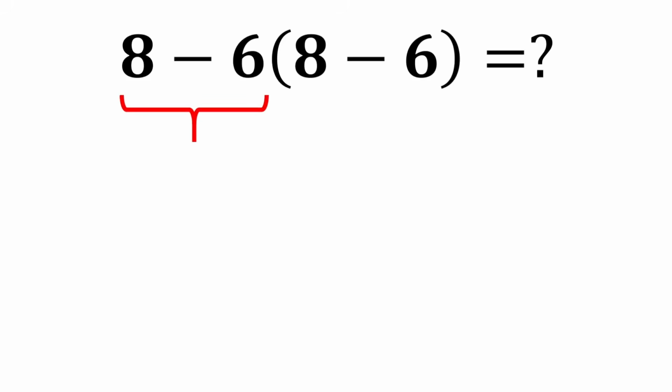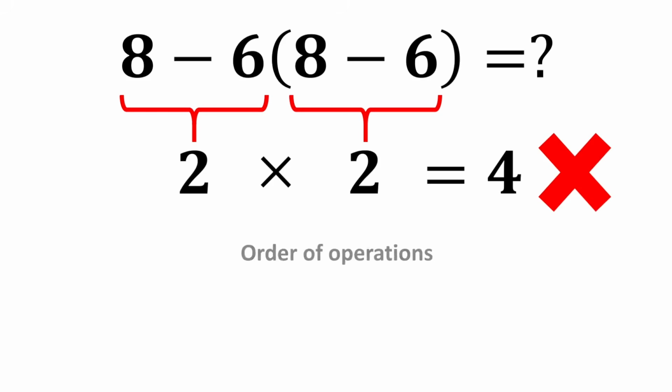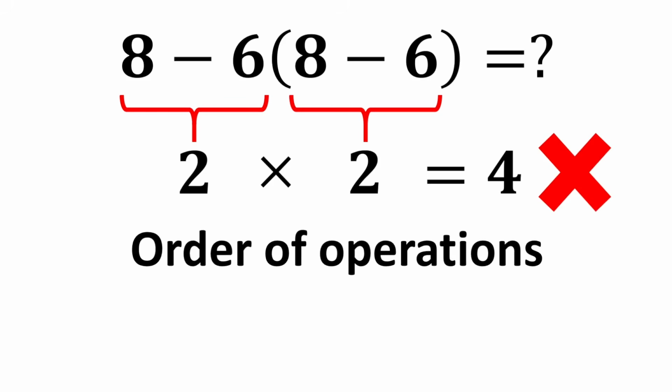8 minus 6 equals 2. And again, inside the parentheses, 8 minus 6 also equals 2. Finally, 2 times 2 equals 4. But this answer is not correct, because we did not follow the order of operations, which is one of the most important rules in mathematics.